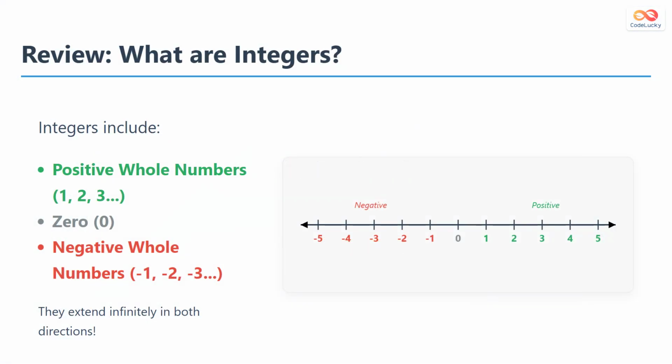First, let's quickly review what integers are. Integers include all positive whole numbers like 1, 2, and 3. They also include 0. And finally, they include all negative whole numbers, like -1, -2, and so on. They extend infinitely in both directions on the number line.